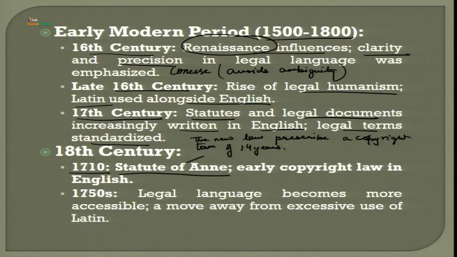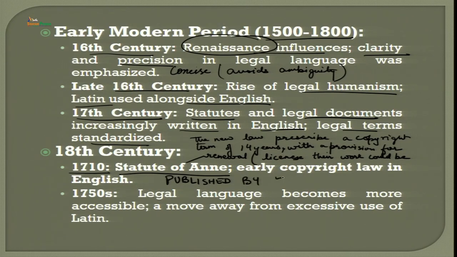So let me tell you more about it. That is with a provision. Which kind of provision? With a provision for renewal. Renewal of what? Renewal of publishing for the same term and getting the license. Their work could be published by the author. So basically this is the right given to these authors that after this copyright law, you can go and publish your art, your work. This is how the transformation started in the 18th century.